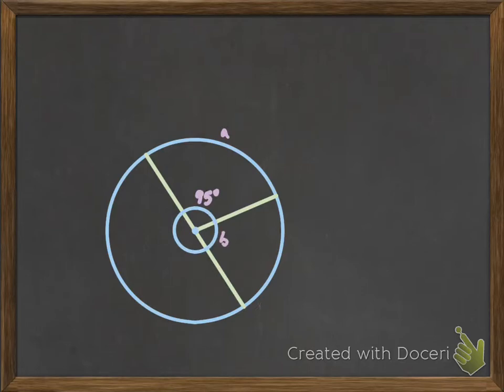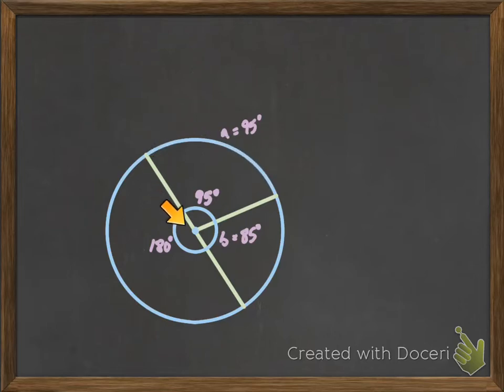So if this angle here, from here to here, is 95 degrees, then that's a central angle. Its vertex is at the center of the circle. Then this arc here also is 95 degrees. So an arc is just a part of a circle. And so a circle is 360 degrees. So this part happens to be 95 degrees.